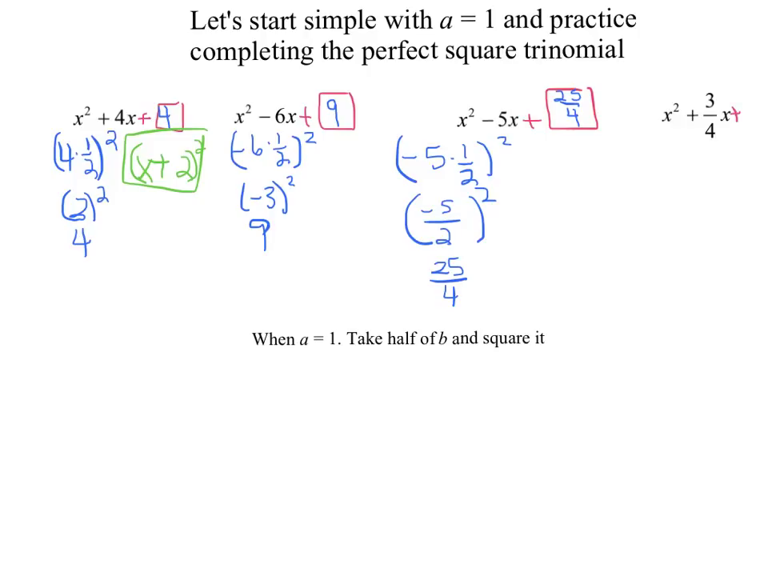Again, we need a term to be added in here, a constant term. My current value of b is 3/4, so I need to take half of it and square it. 3/4 times a half is 3/8. 3/8 squared is 9/64. So the value that completes my perfect square trinomial is 9/64.